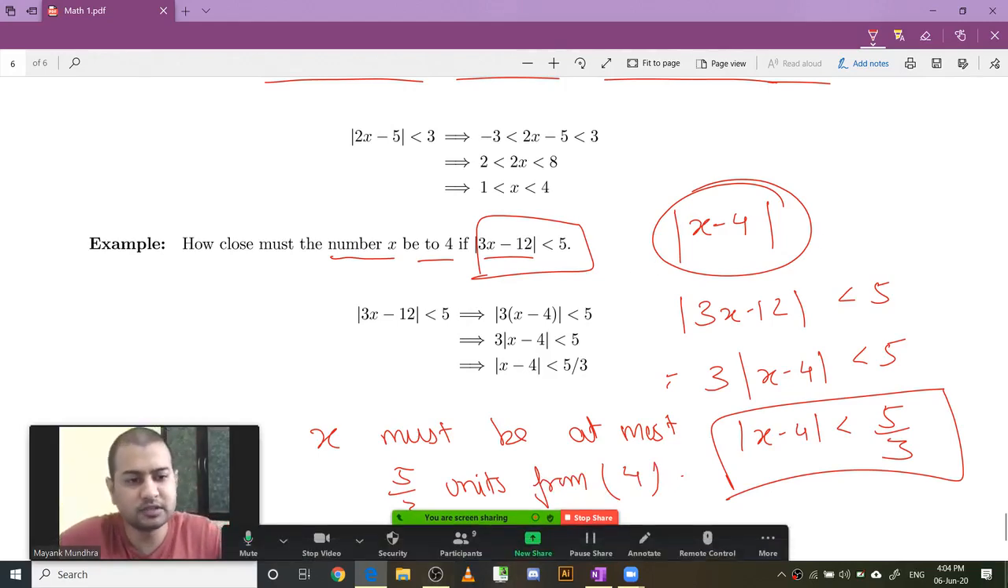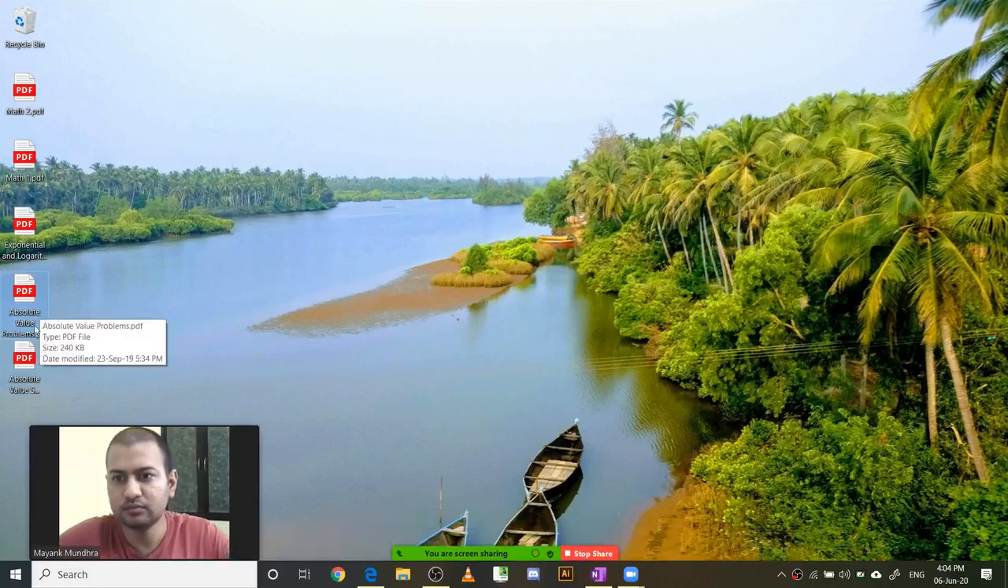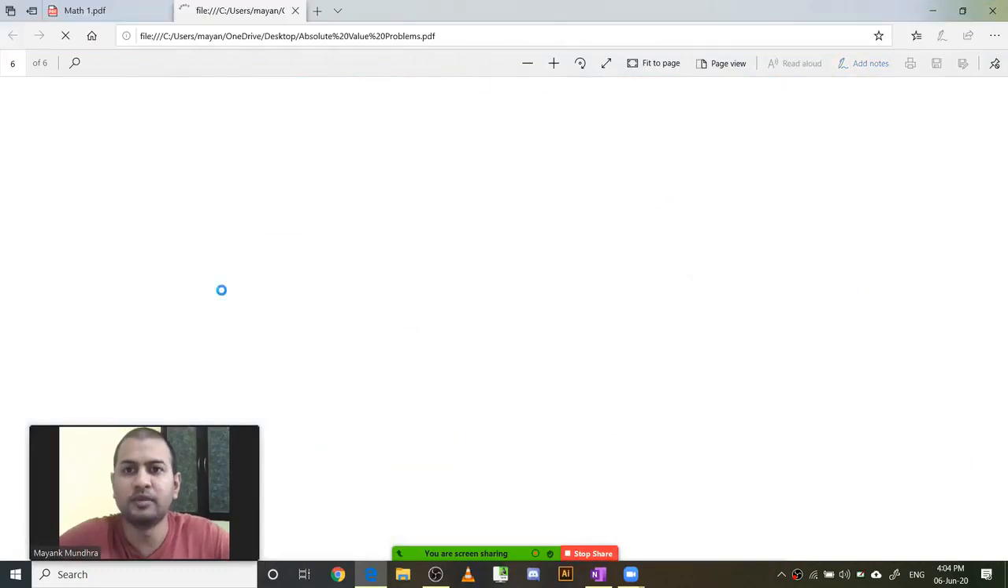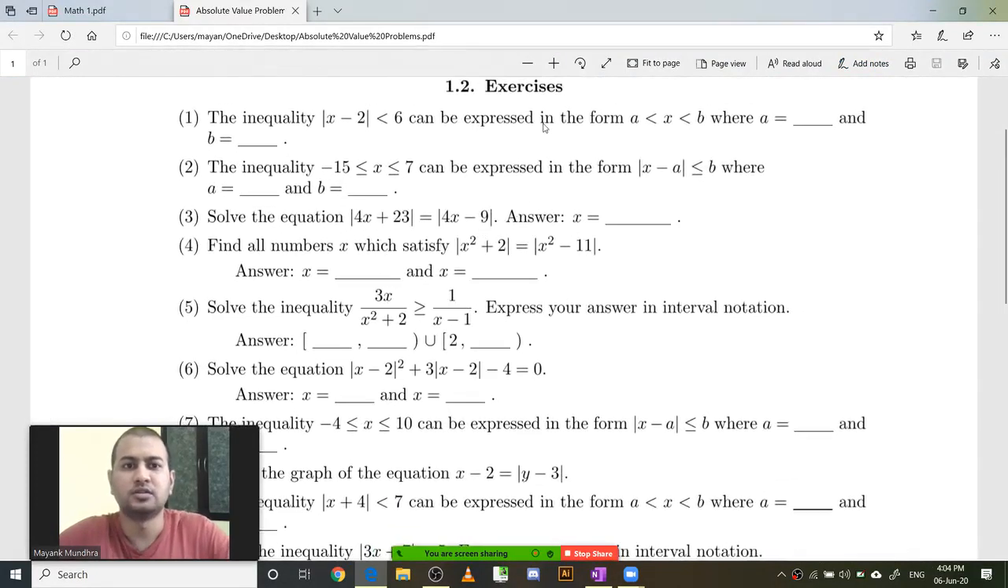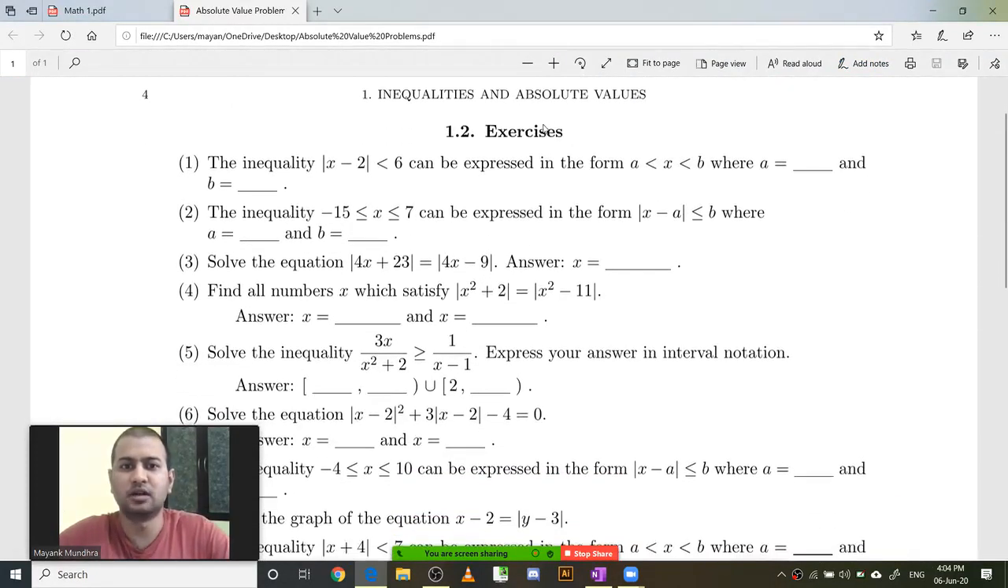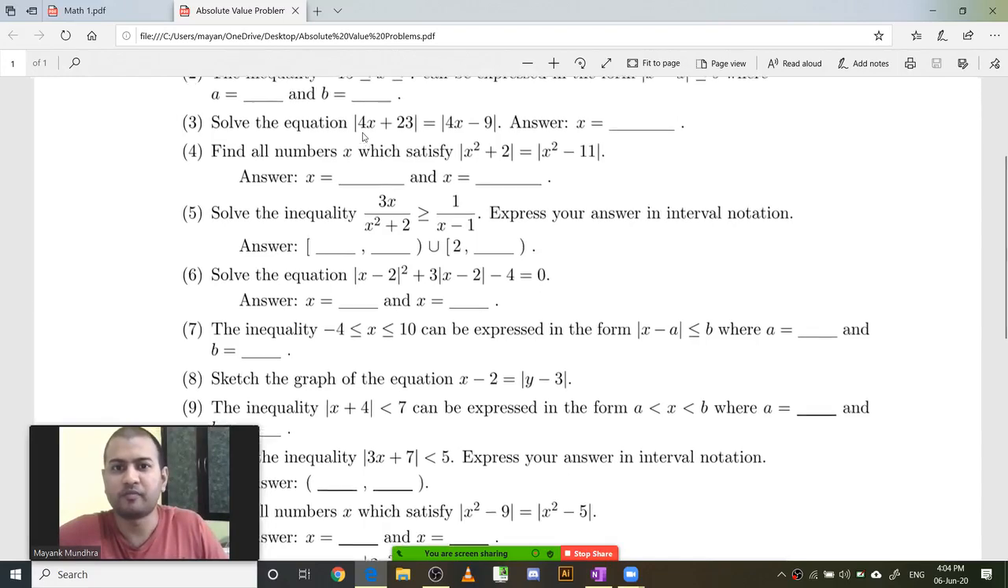So we have this first problem set that we are going to do. I'll be mailing this problem set to all of you. I hope all of you are getting my mail. This is inequalities. There are a lot of inequalities which you need to solve, and in certain questions you will need to make cases.